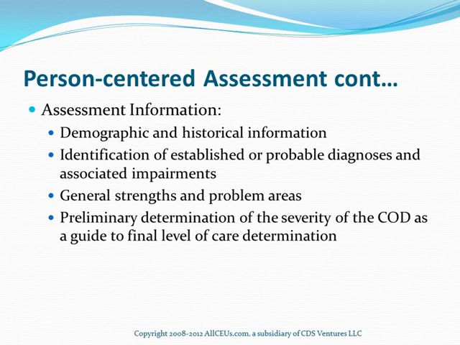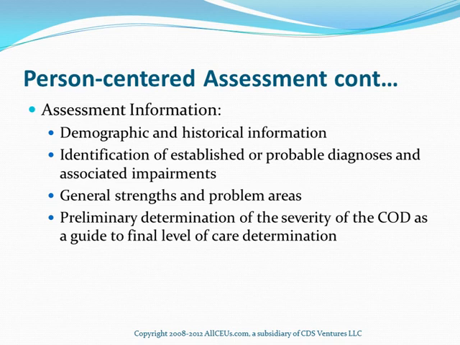Assessment information, as always, needs to include demographic and historical information, identification of established or probable diagnoses and associated impairments. Now remember, if someone is less than 30 days clean and sober, you're probably going to want to only provide a provisional or tentative diagnosis, because as the chemicals leave their system and as their brain chemistry settles out, their presentation may change dramatically. So hold off, if you can, on making any really concrete diagnoses until somebody has at least 30 days clean and sober.